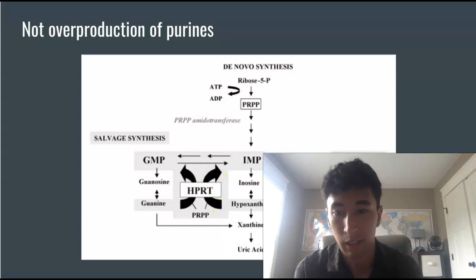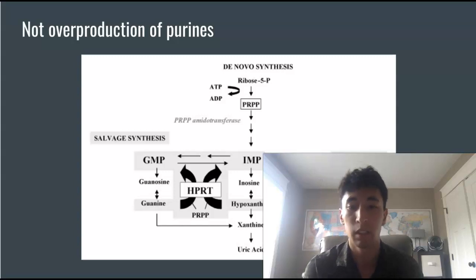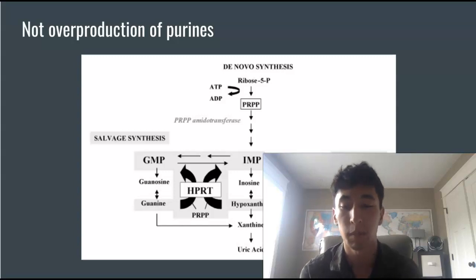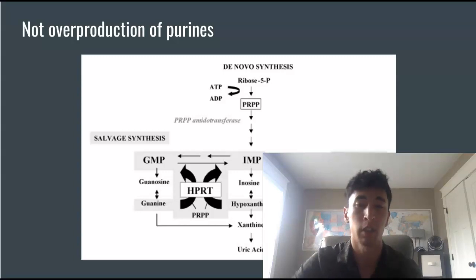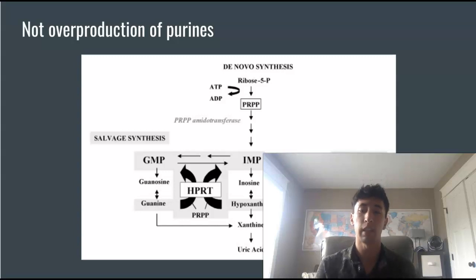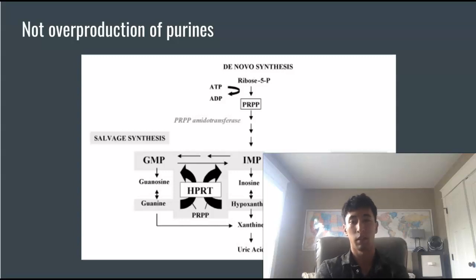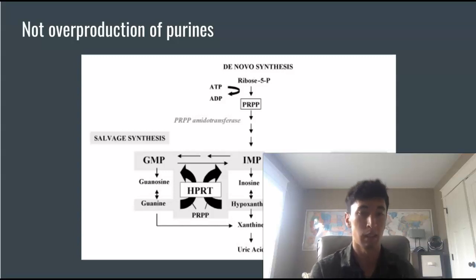The HPRT enzyme itself prevents hypoxanthine and guanine from collecting and converting into uric acid, which causes that gout inflammation. In this graph, as I just pointed out, the HPRT enzyme is described, and we can see what happens when it's deficient, depicted in the graph here.